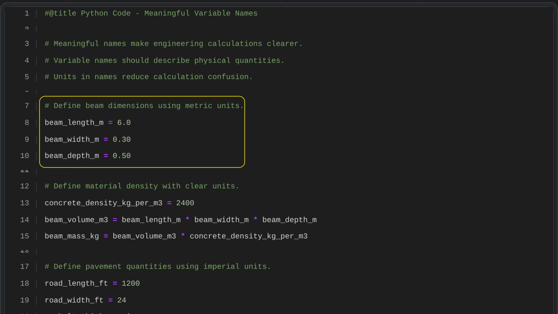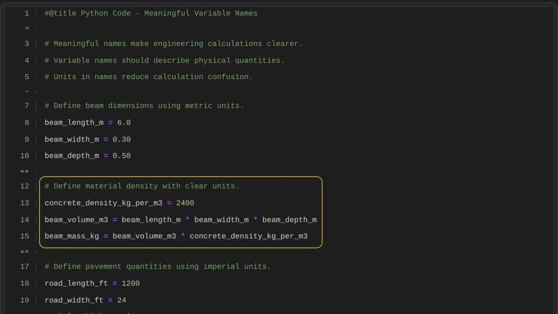The beam is defined using metric dimensions: a length of 6 meters, a width of 0.3 meters, and a depth of 0.5 meters. These measurements describe its physical size and provide the basis for later calculations such as volume and mass. To find the mass of a concrete beam, use a concrete density of 2,400 kilograms per cubic meter. First, calculate the beam's volume by multiplying its length, width, and depth. Then, multiply that volume by the density to get the beam's mass in kilograms, which helps describe its structural properties.